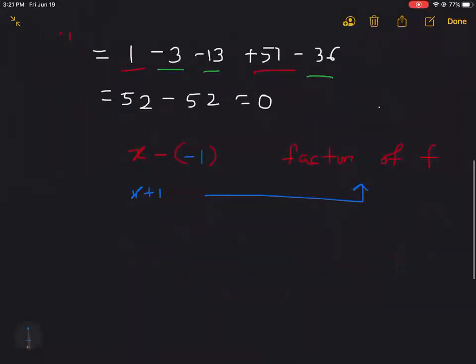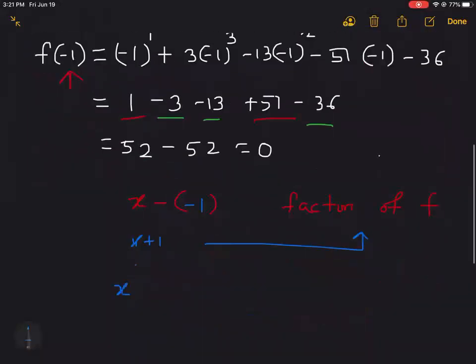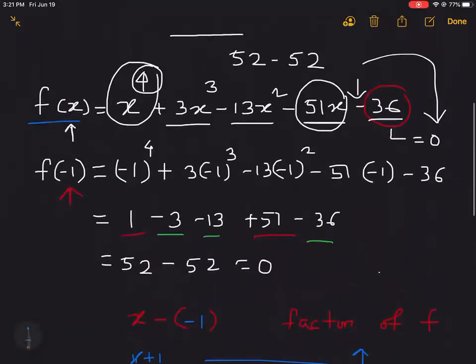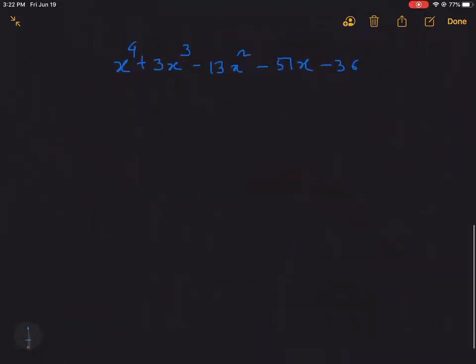Okay, so that means, let me write the function first. X to the 4th plus 3x cubed minus 13x squared minus 51x minus 36. Did I write it wrong? No. Okay, so that means we'll actually factor out x plus 1 from this in a way so that it can give us x plus 1 for all the pairs. We'll actually set up pairs for this, for each of which pairs we will get x plus 1.